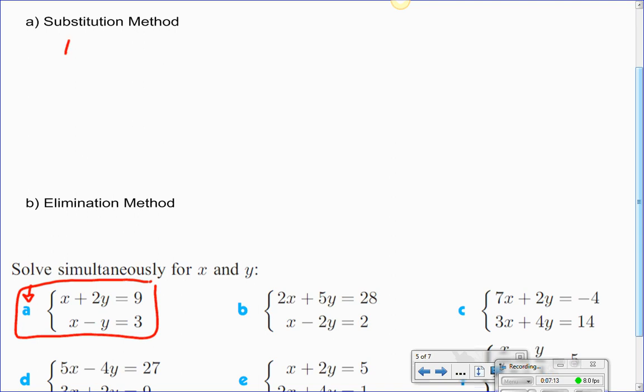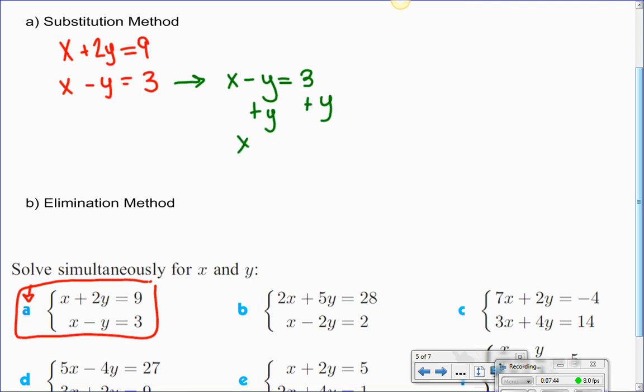if we're going to use substitution, and x minus y equals 3, we're going to pick one of the equations and solve for one of the variables. Okay, so pick one equation, solve for one variable. So I'm going to choose the second equation, this one here. So x minus y equals 3. And I'm going to solve for x. I'm going to get x alone by adding y to the other side. So we have 3 plus y is equal to x.